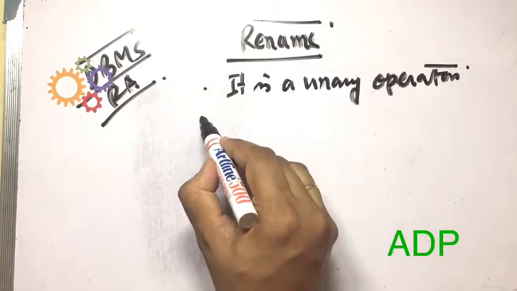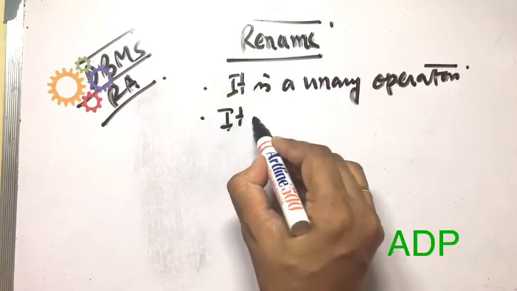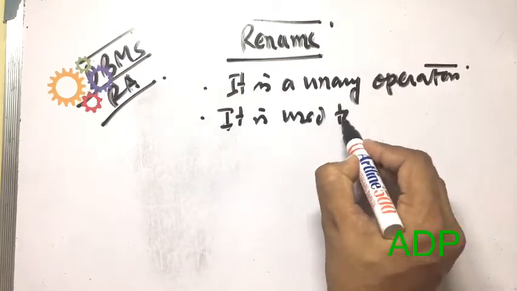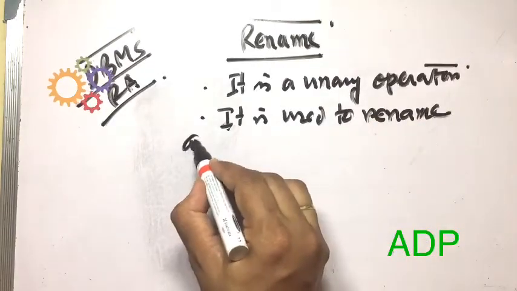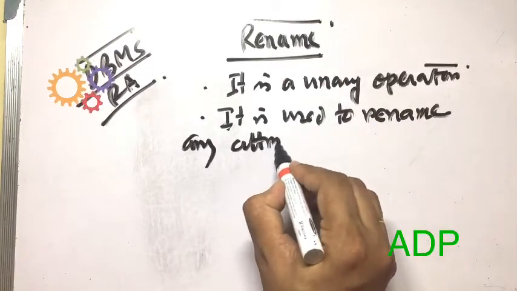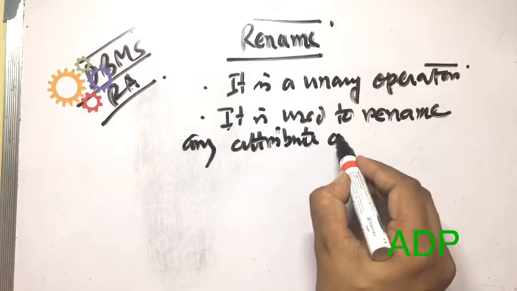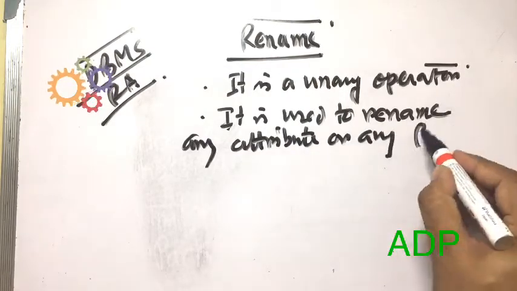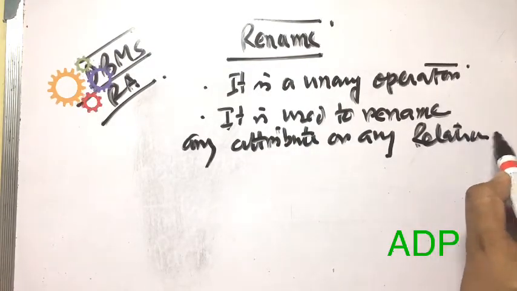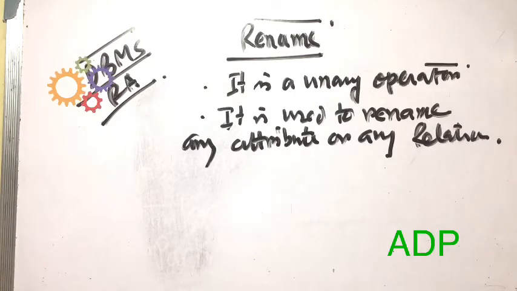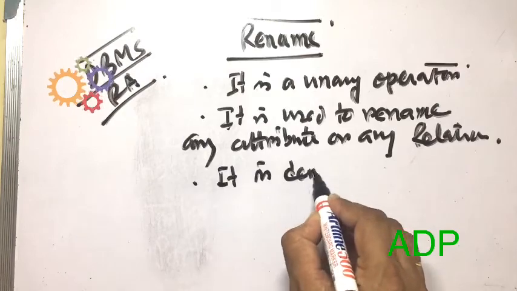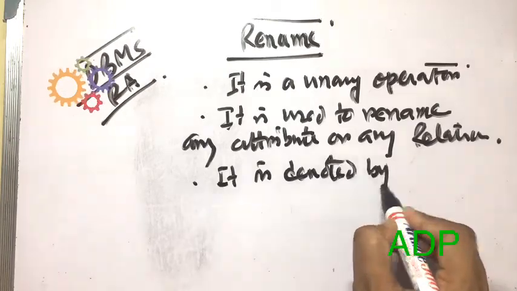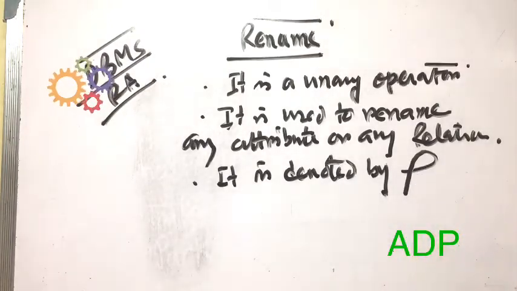Next, it is used to rename any attribute or any relation. It is denoted by rho.